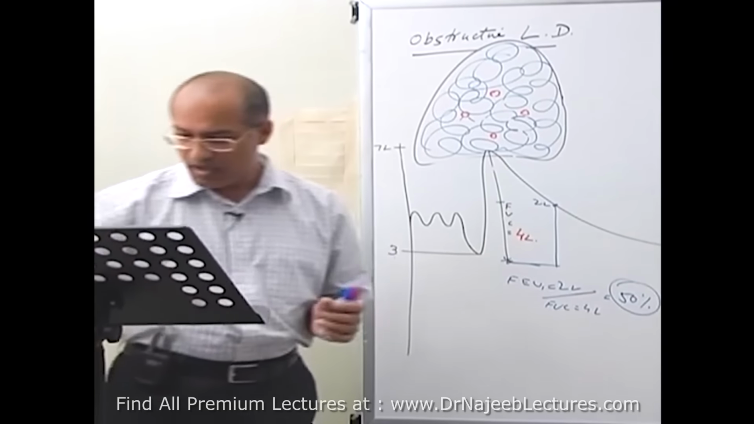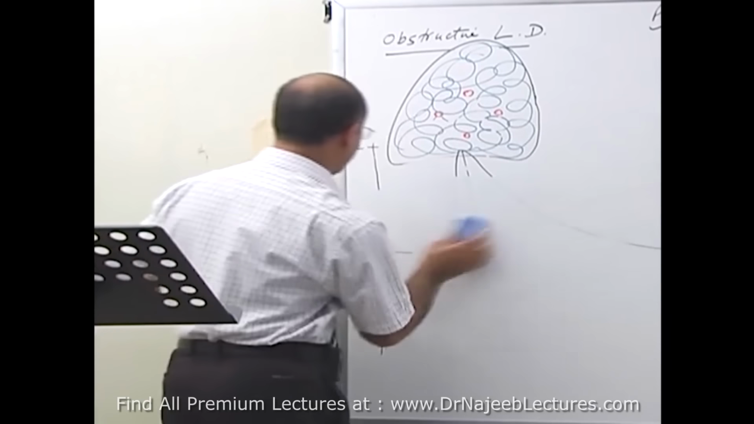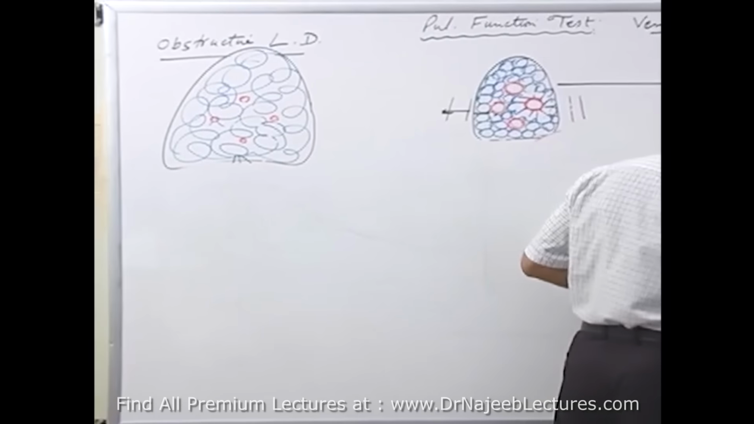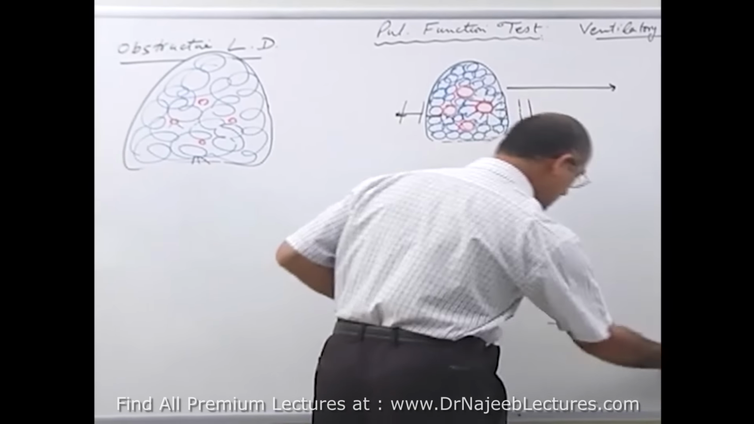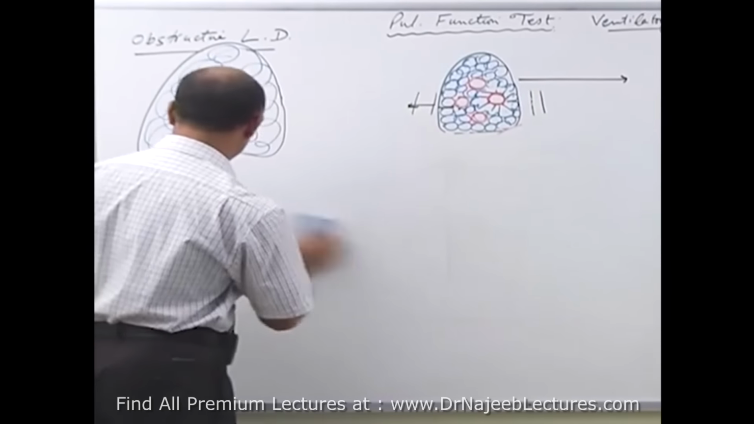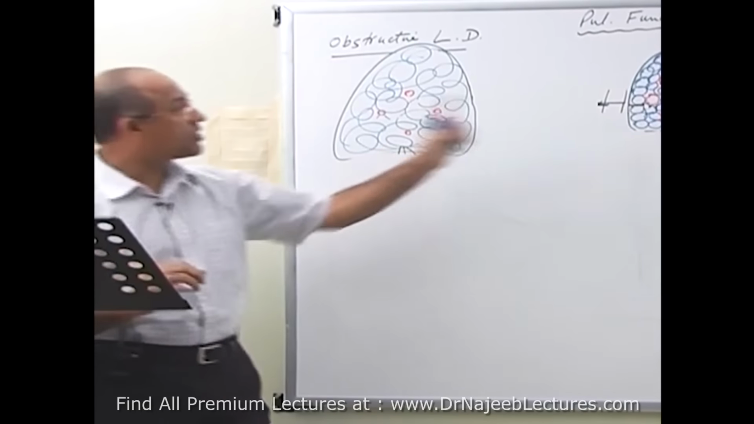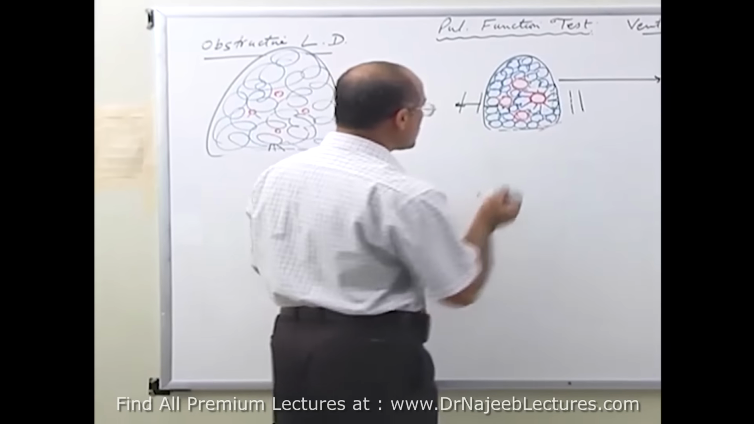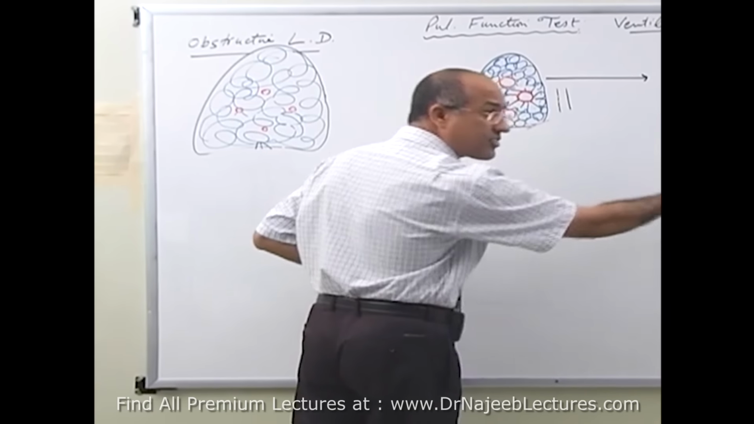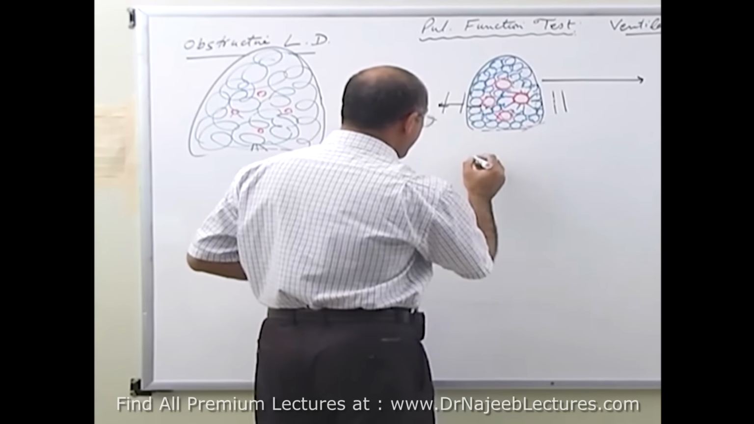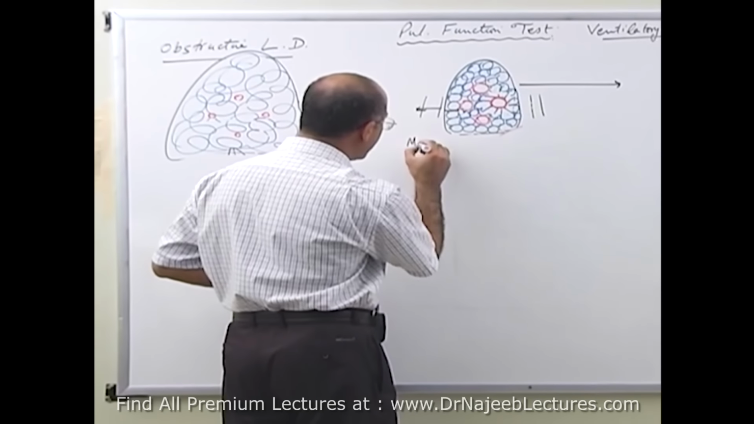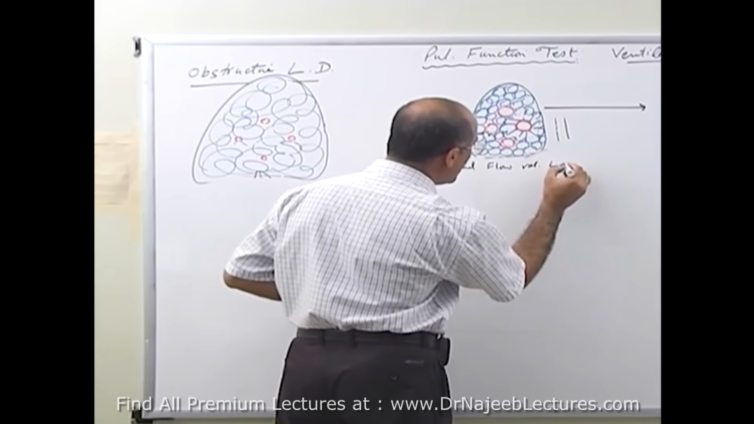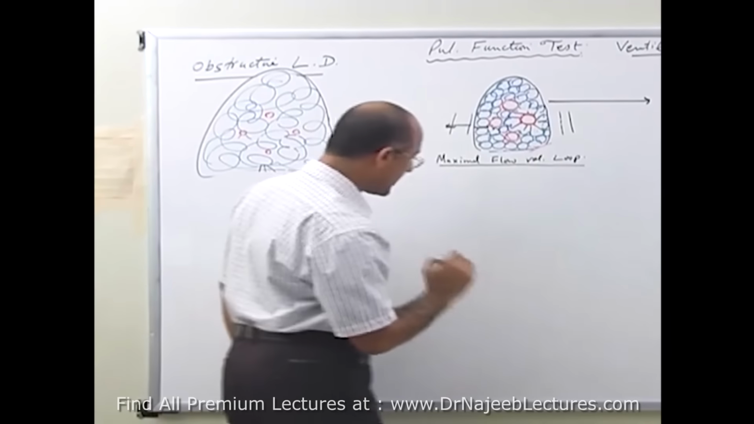Now, one more concept. There is another concept related with these things. We call it flow volume loops. Keep concentrating on these 3 diagrams. And now we talk about another thing. First normal, and then we'll see what happens in restrictive and obstructive patterns. Now we are doing a maximal flow volume loop or curve. What does it mean? Let me explain.